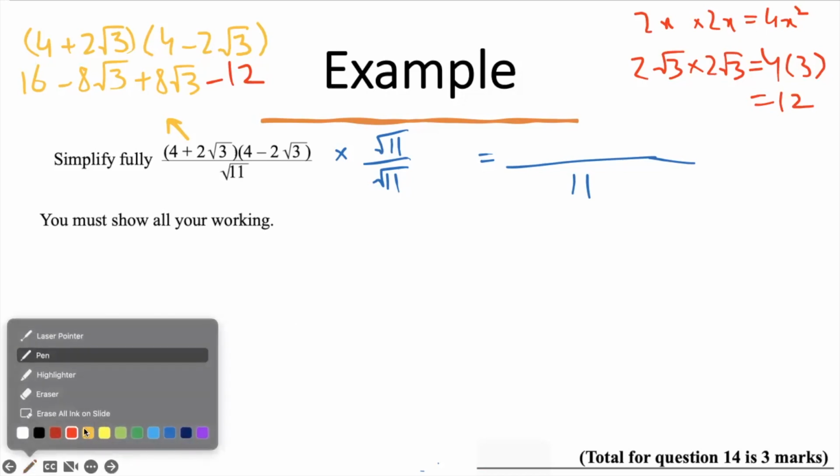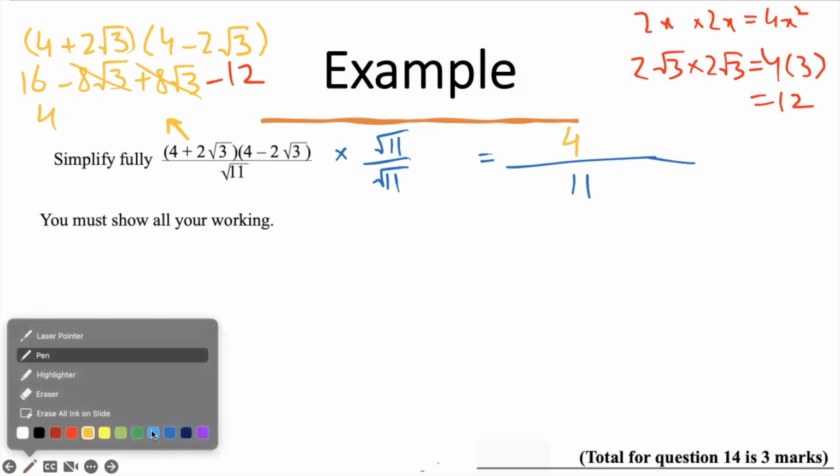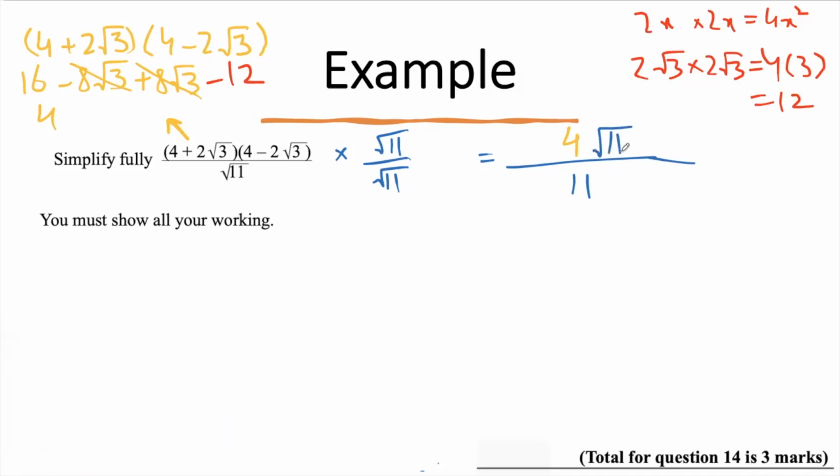Okay, so collecting the like terms, we can cancel out the middle two terms, and 16 minus 12 is 4. So the top is nothing but 4 root 11. So 4 root 11 over 11 is your answer.